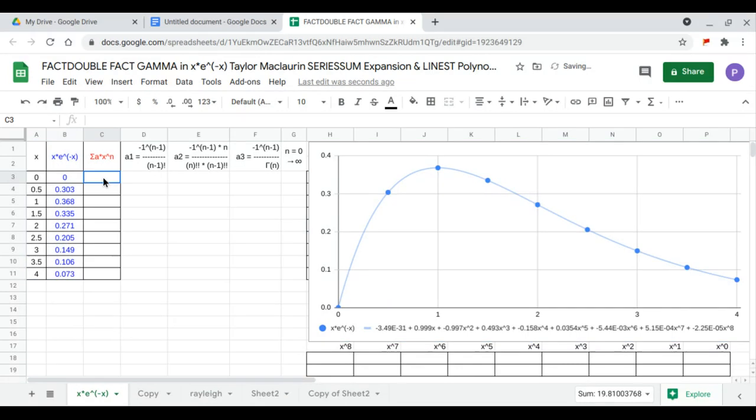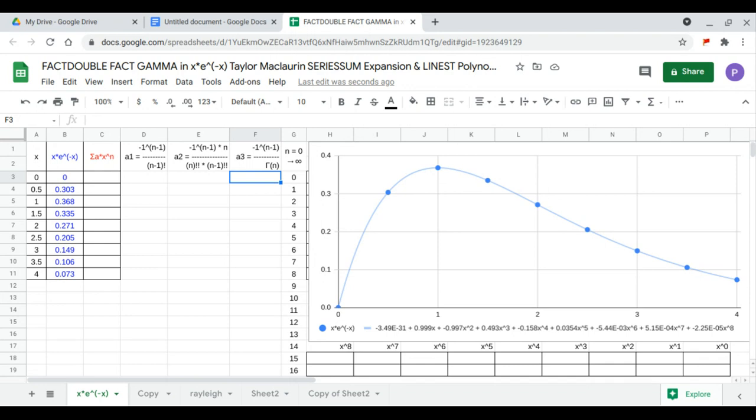And we generate the Taylor-Maclaurin series sum, which is the summation of a times x to the power n. A can be a1 or a2 or a3. And the value of n is from 0 to infinity. So we start from 0 to infinity. 16 is good enough.